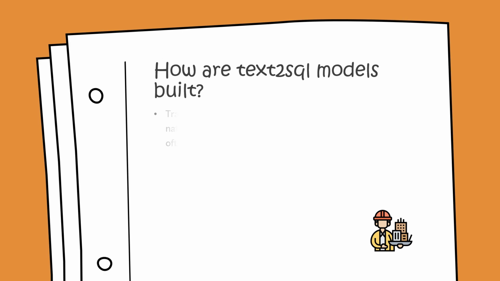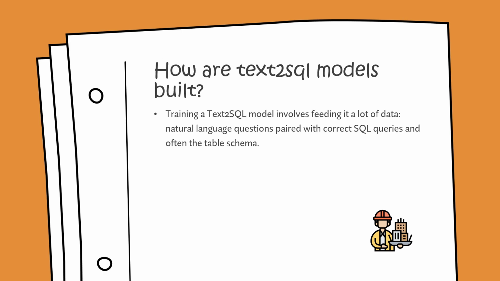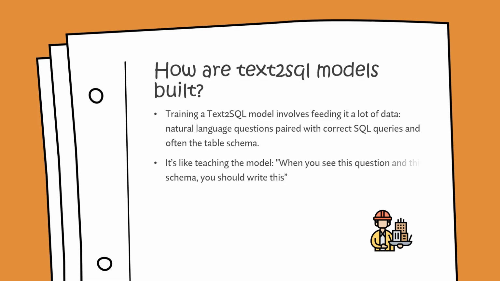So, how are the models built? Training a model involves feeding it a lot of data. Data can be of the format natural language questions paired with SQL queries. In some cases, researchers also provide the table schema and the expected SQL result as input to train the models. It's like teaching the model, when you see this particular question and this particular schema, this is what you should write and this is what it should produce.